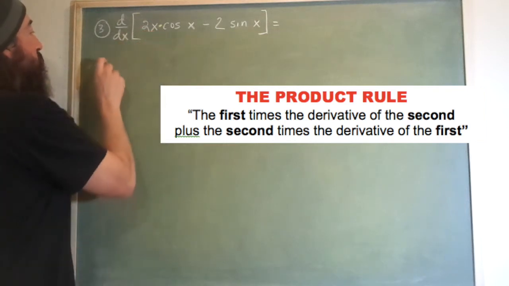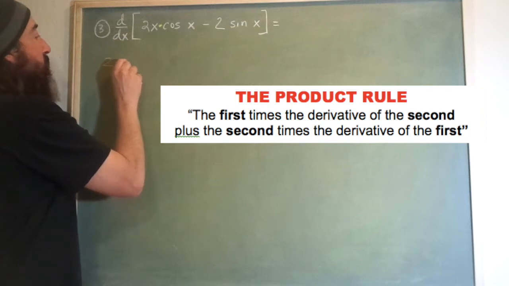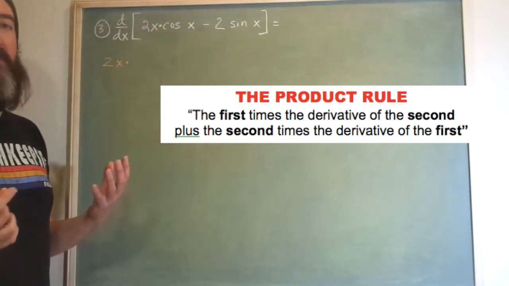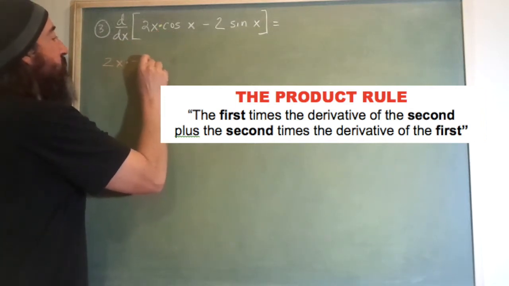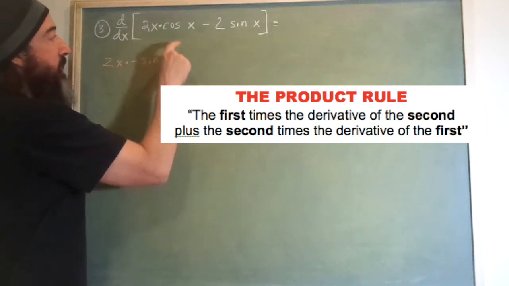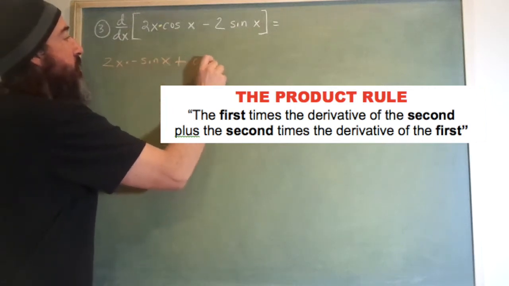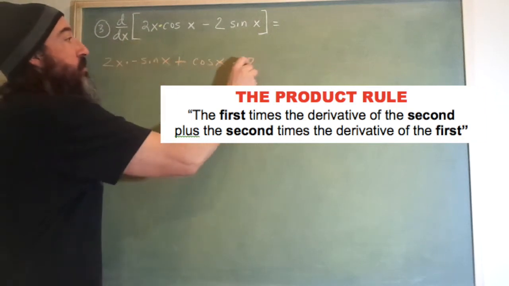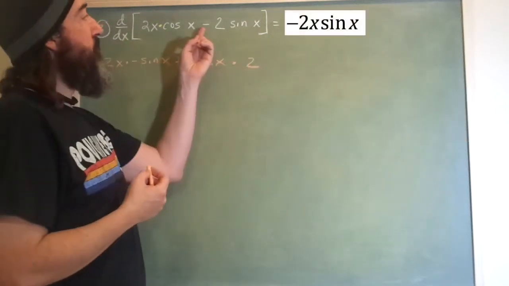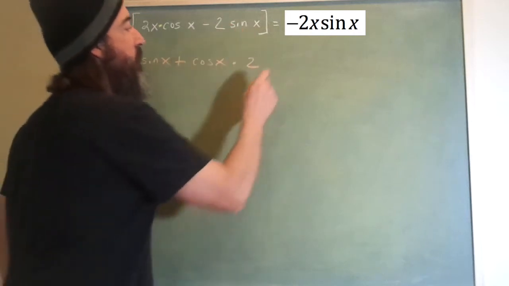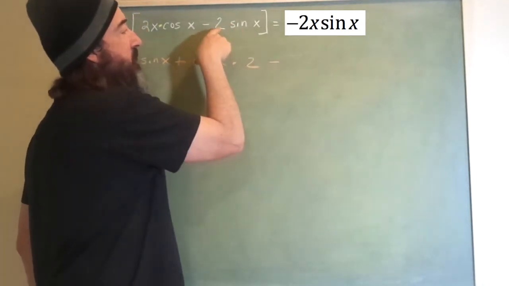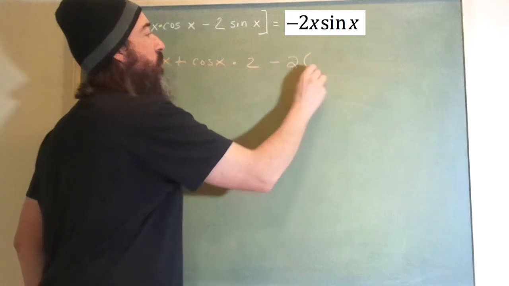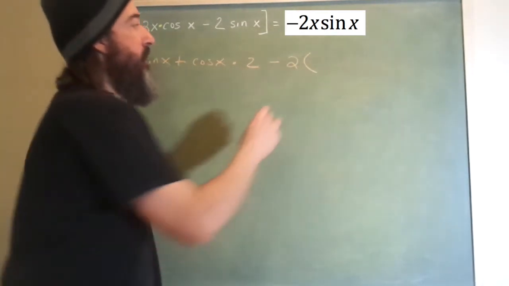I'll put the first, 2x, times the derivative of the second, and the derivative of cosine x is negative sine x, plus the second, which is cosine x, times the derivative of the first, and the derivative of 2x is 2. Then I can just subtract the derivative of this piece. So I'll subtract, and I have a constant multiplier of 2. I can just bring that along, and the derivative of sine x is cosine x.